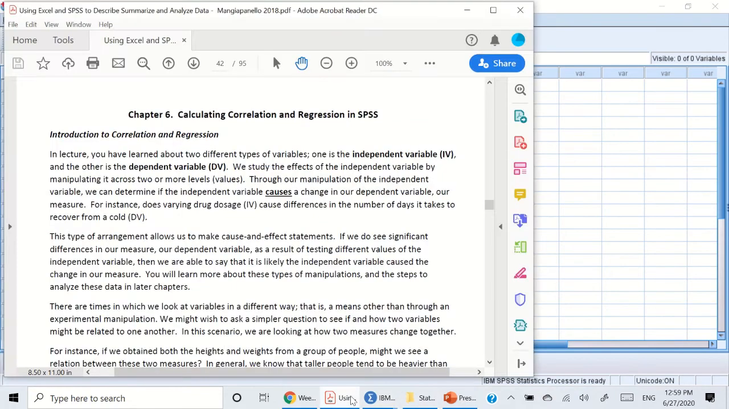Hello and welcome to chapter 6. So today we're going to go over calculating correlation and regression in SPSS.